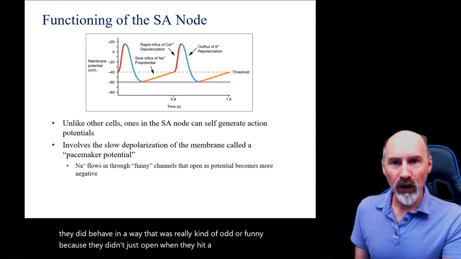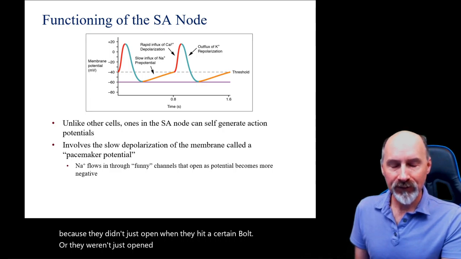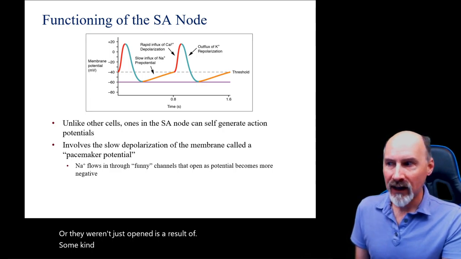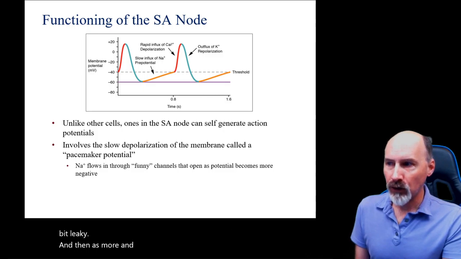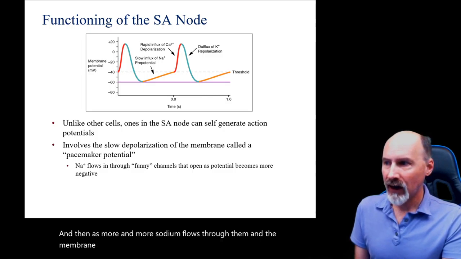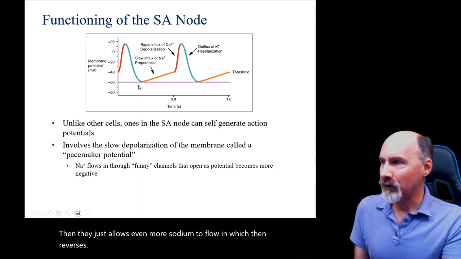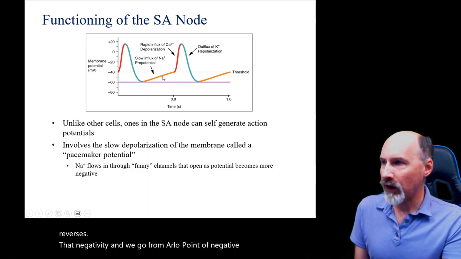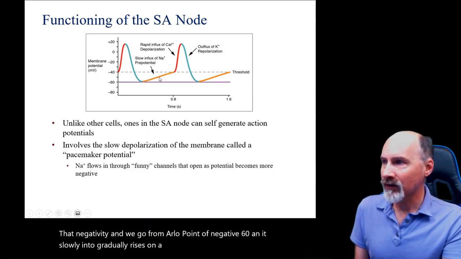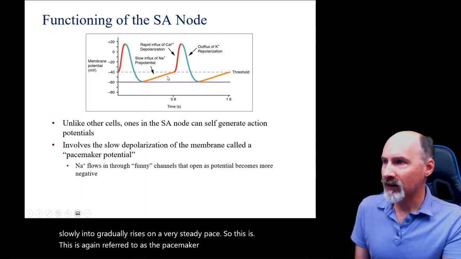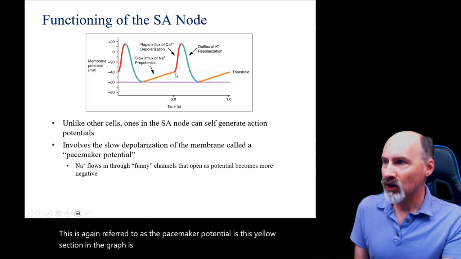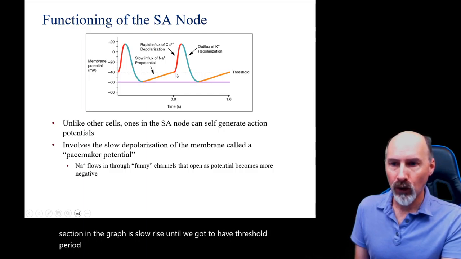because they didn't just open when they hit a certain voltage, or as a result of some kind of chemical signal. Instead, they were always a little bit leaky. As more and more sodium flows through them, the membrane potential becomes less negative, which allows even more sodium to flow in. We go from our low point of negative 60 and it gradually rises at a very steady pace. This is referred to as the pacemaker potential, the yellow section in the graph, this slow rise until we get to a threshold of negative 40 millivolts.